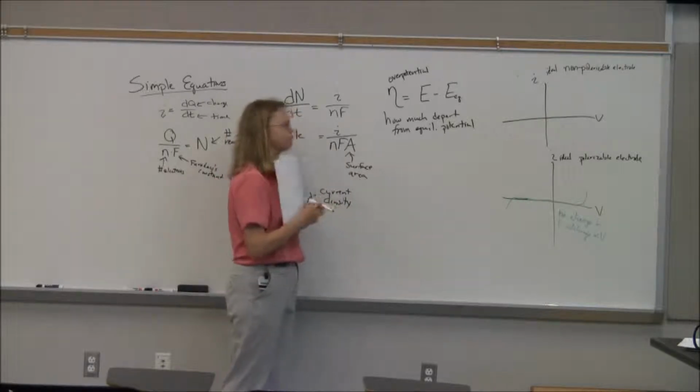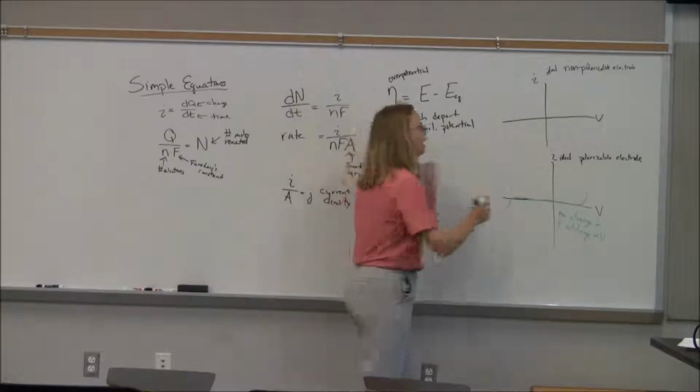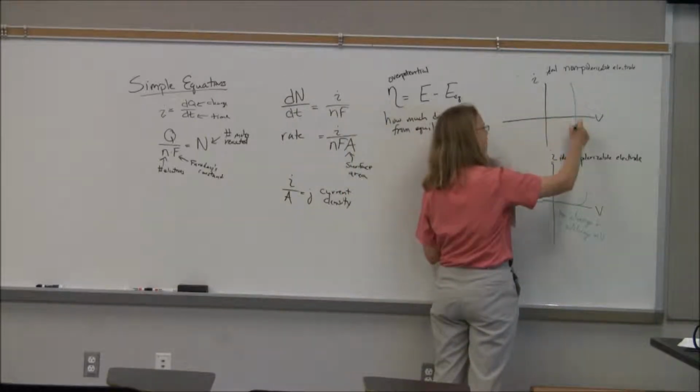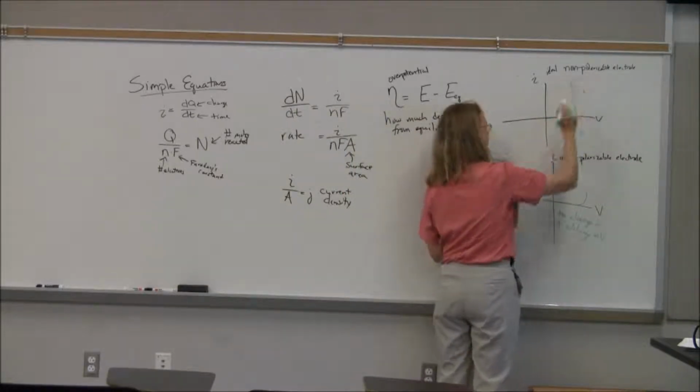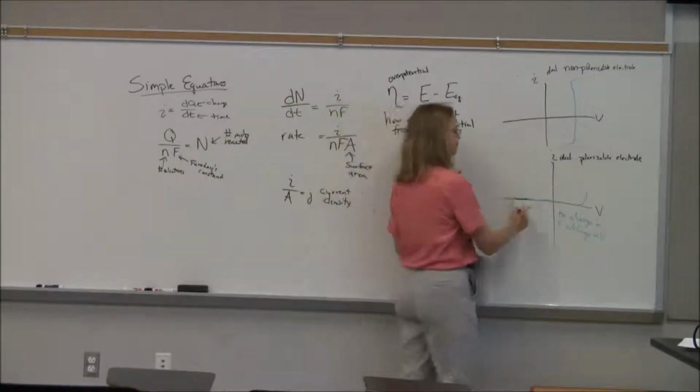The ideal non-polarizable electrode then is the opposite. So an ideal non-polarizable electrode looks something like this, apart from the ideal at the end. So the ideal part, right, is that.